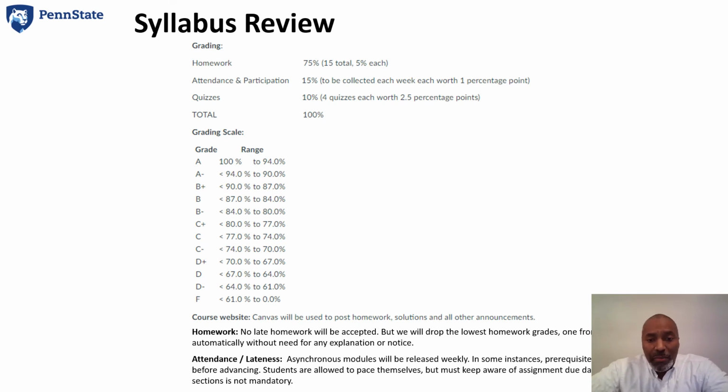For the homework, no late homework will be accepted. It's a bit draconian, but to give something back to you, we'll drop the lowest homework grades, one from the front half, the FEA section, and one from the CFD section, automatically, without need for any explanation or notice. You don't even have to tell us. We will average out the lowest homework grade, one from the front half, one from the back half, so 2 grades total. And so that's what we'll do there, instead of entertaining people's questions and rationales and their requests for late homework or dropping grades.